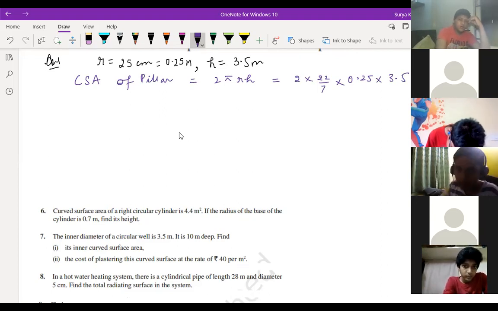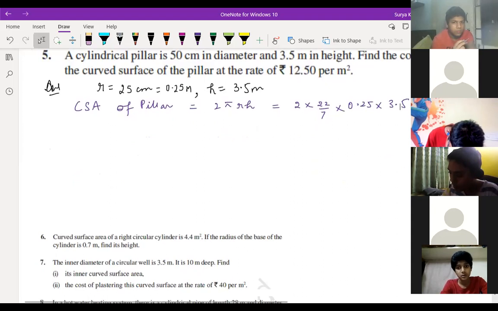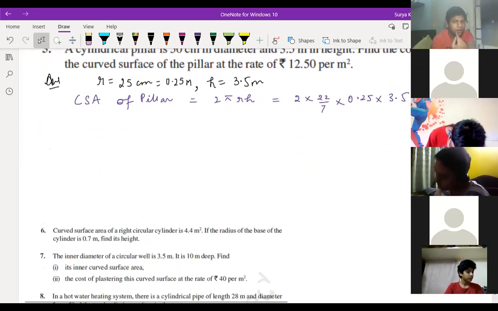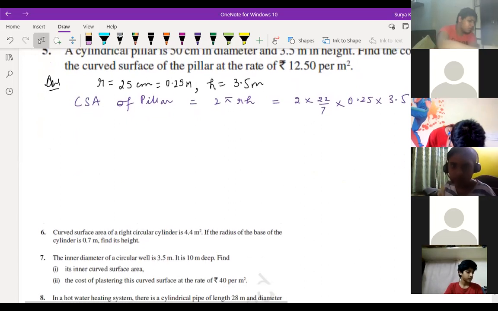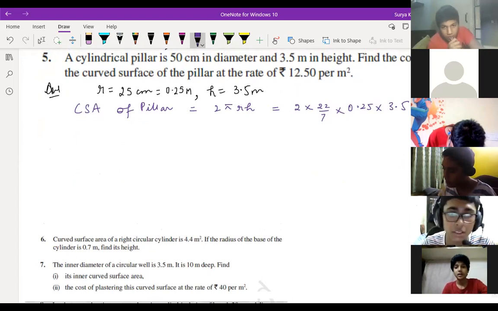I don't know the answer. Sir, it's 11 by 2, sir. 11 by 2 is what? Height? No, sir. 2 into 22 by 7 into 0.25. 11 by 2, how did you get it? Sir, I got 137.5. You should find rupees, no, Sai Charan. How can you find 11 by 2? This part is clear. Sai Ritvik, is it clear till here?